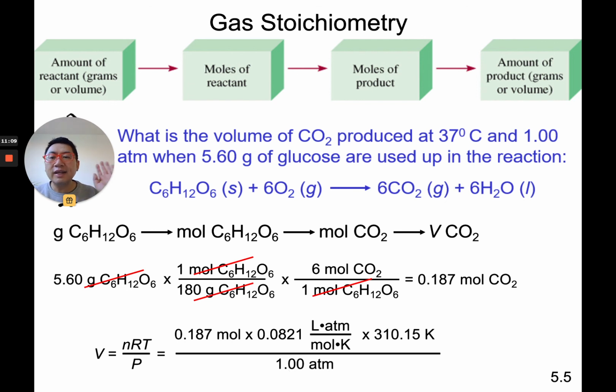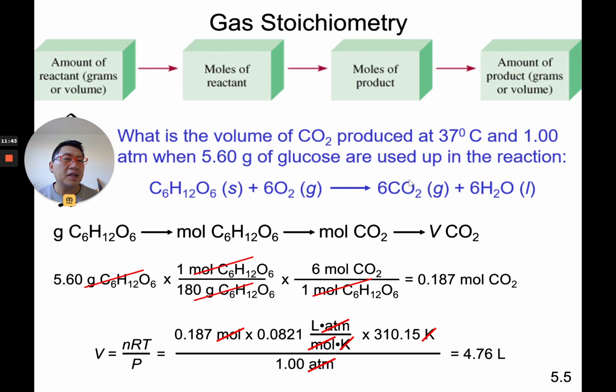Okay, if you did that in a calculator, you should see, oh wait, first of all, units: moles and moles cancel, kelvins and kelvins cancel, atmospheres and atmospheres cancel. The only unit left is liters. On your calculator, you should have gotten 4.76 liters. So that is the volume of the gas. So that's the volume of the gas of carbon dioxide produced at 37 degrees Celsius and 1 atmosphere if 5.6 grams of glucose are used up in a reaction.